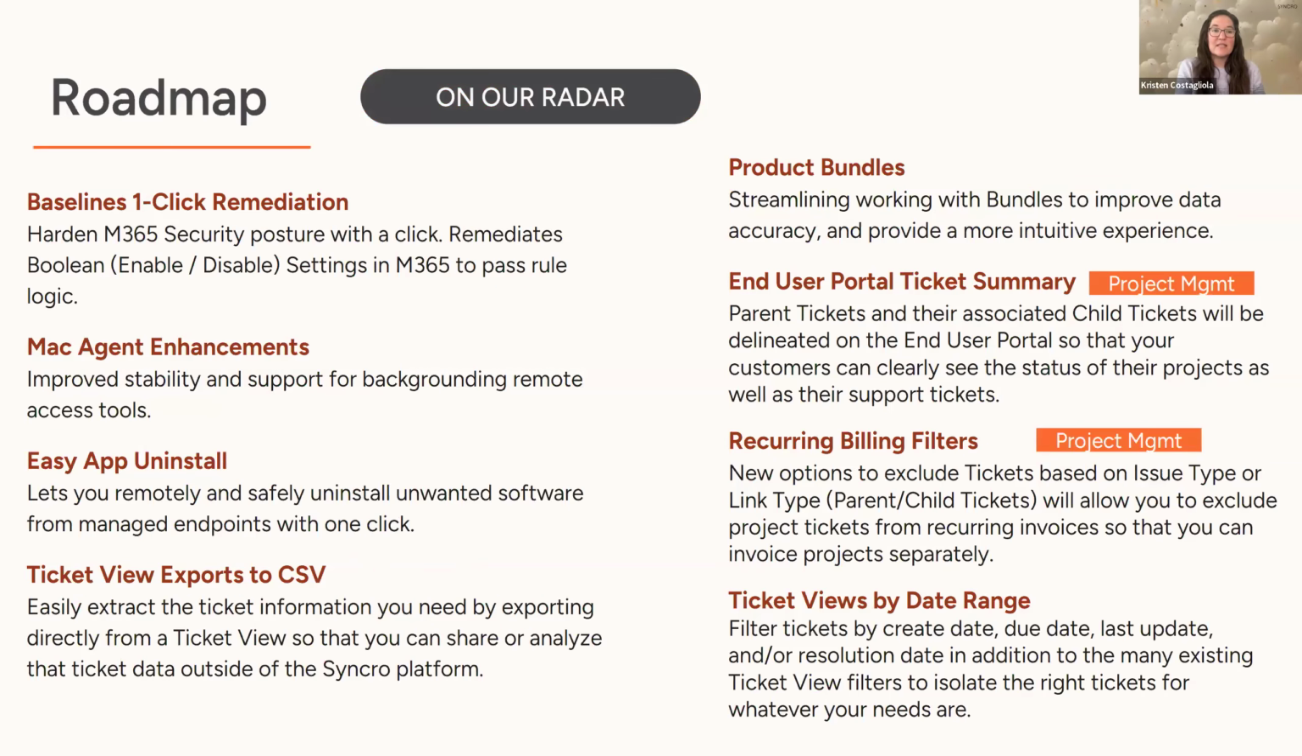And then we have a bunch of things that we've newly added on our radar. Some of these you'll have seen before, but we're putting together some work on one-click remediation. This is within your Microsoft 365 baselines. You'll be able to enable or disable it for us to automatically do some quick remediation on your behalf. We have some work on the Mac agent that we're going to be doing, specifically around support for backgrounding tools. Easy app uninstall, we've talked about. And your ticket view exports into CSV, so being able to take a ticket view that you have and directly export that out into a CSV and look at that.